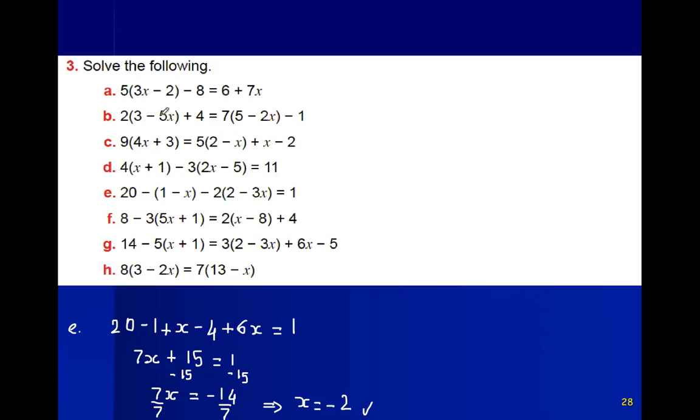And you'll be able to do the other ones, A, B, C, D, and F, G, H. It's just practice. Most of the time on these. Okay.